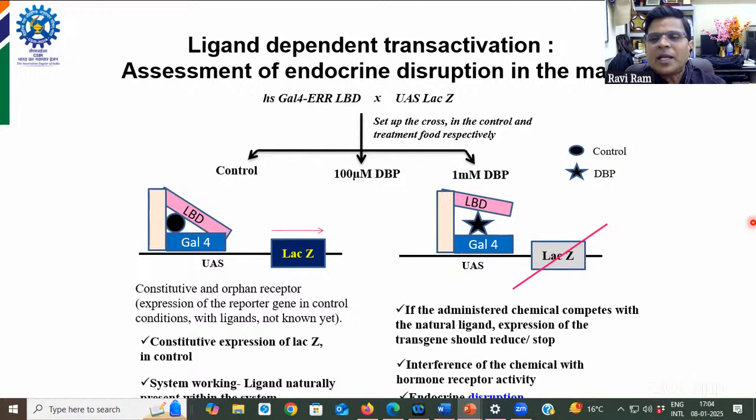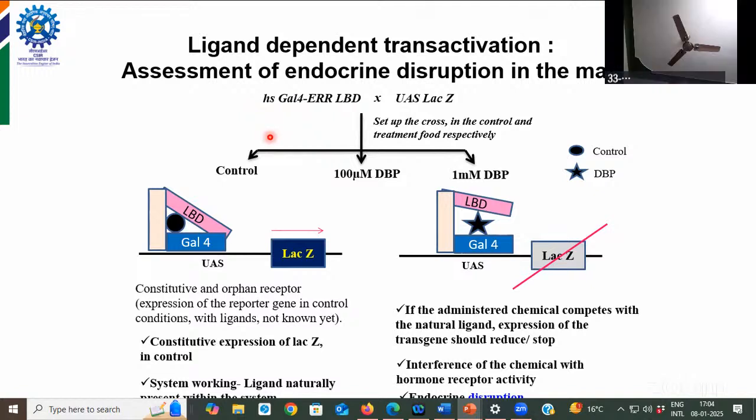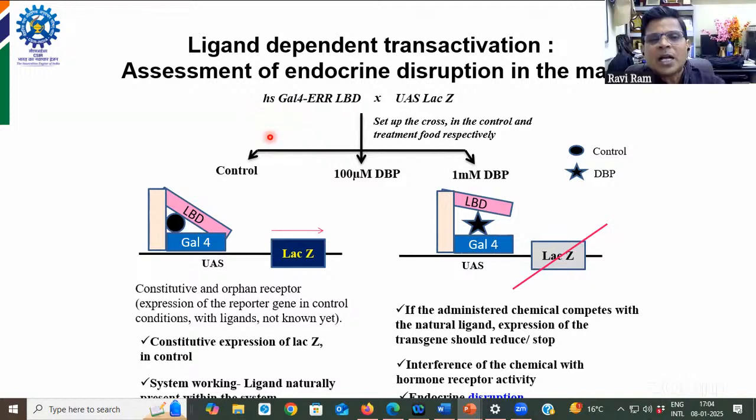So what people have done is they have taken GAL4, which, as I said, is also a transcription factor. They have taken the DNA binding domain of GAL4 and included the ligand binding domain of ERR, which you can express under the control of heat shock. That means you give heat shock to these flies, then immediately they start producing this chimeric protein of the GAL4 DNA binding domain and the ERR ligand binding domain. Is this clear, or very confusing?